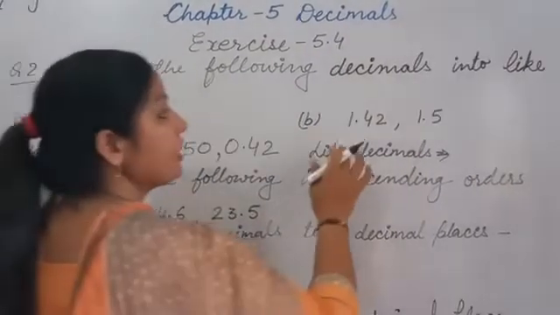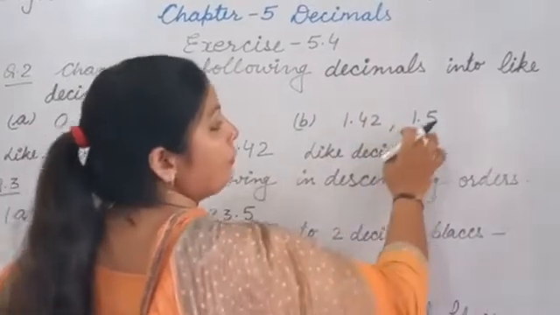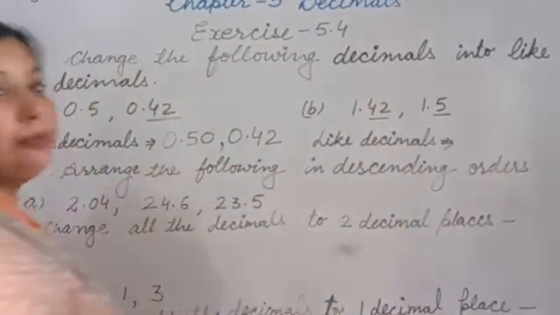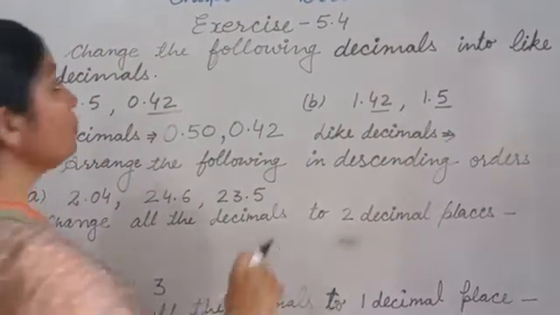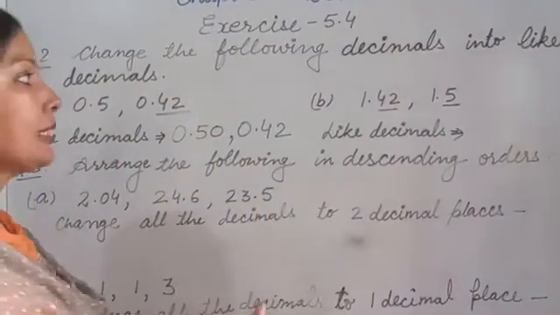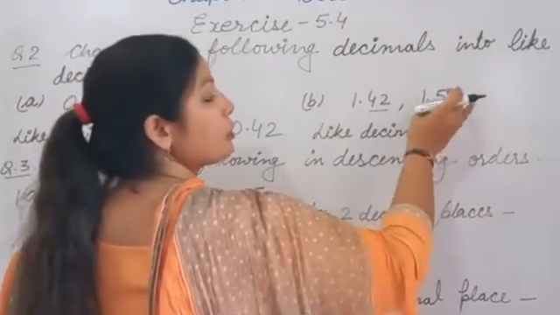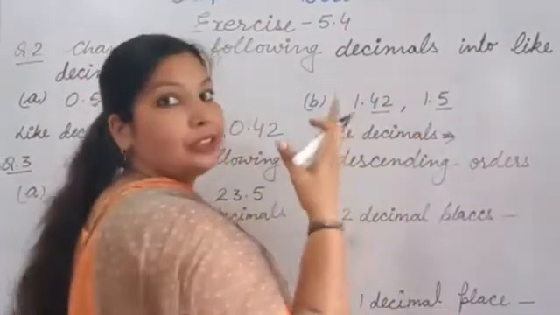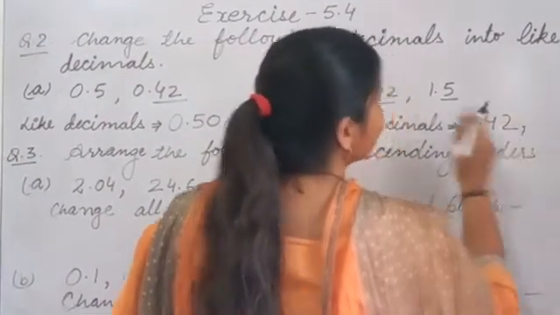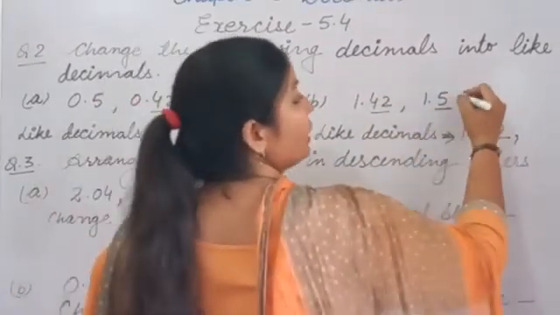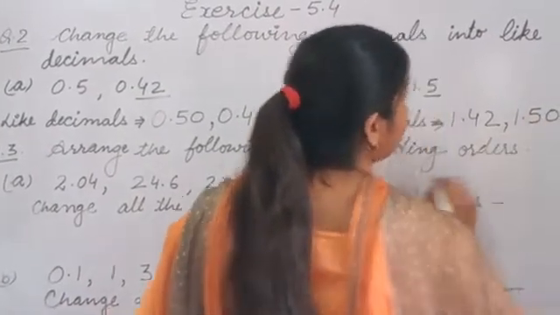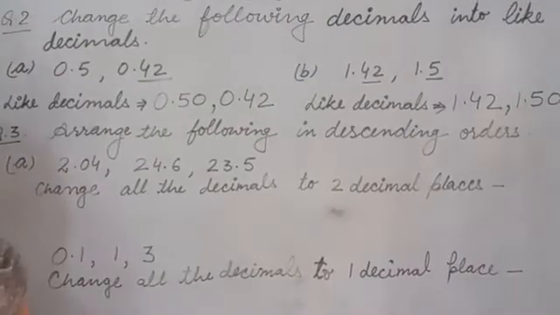Okay, now it's B part, 1.42 and 1.5. There are 2 decimal places here and only 1 there. So in both we should make 2 decimal places because we have to change into like decimals. हमें decimals को like decimals में convert करना है. So there is 2 and there is 1. So there also we should make 2 places by taking 0. Okay, so 1.42 remains the same because it has 2 decimal places and the other has only 1. So for like decimals we will write a 0 here. So it becomes 1.50. So like this you will convert into like decimals.